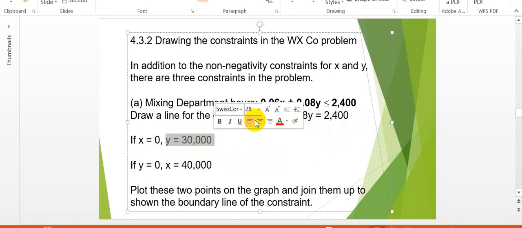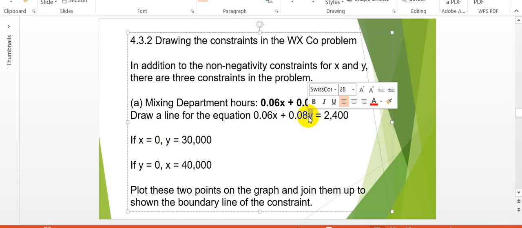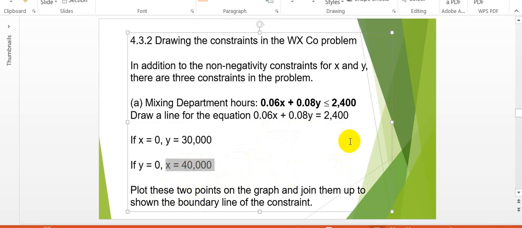Then you do the same thing, you make y 0, so that gives you 0 there. 0.08 times 0 will give you 0. So that leaves you with 0.06x equals 2,400. So you move the 0.06 across the equal sign to give you x equals 40,000. Then you plot these 2 points on the graph and join them up to show the boundary line of the constraints.